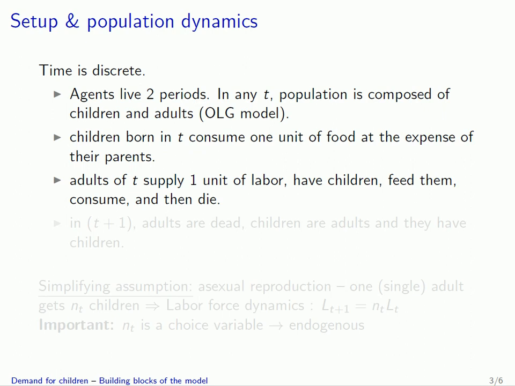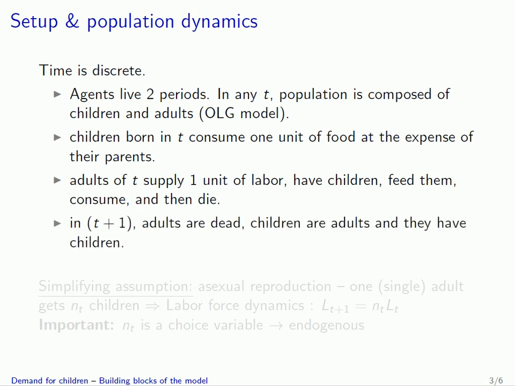The adults in T, so those that were born in period T minus 1, supply 1 unit of labor. They can choose how many children to have. In that case, they have to feed them. They can choose as well how much of the consumption good they want to consume in the limit of the budget constraint. And then at the end of the period, they simply die.